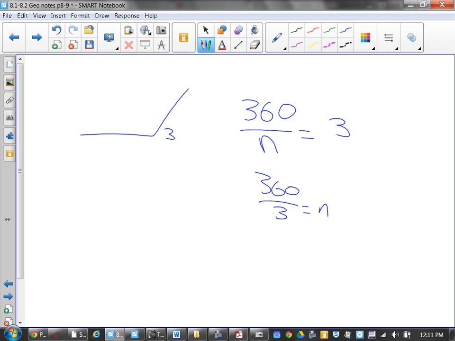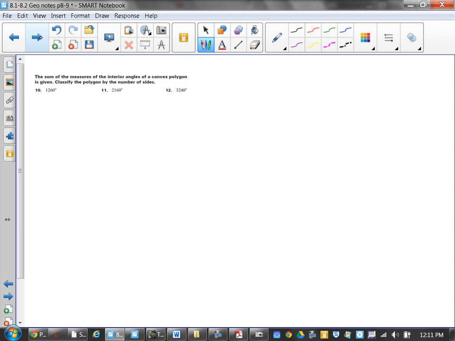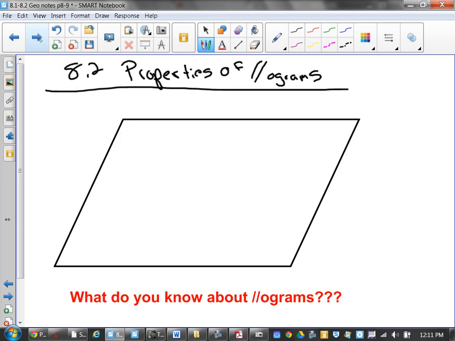So let's finish out into 8.2. Parallelograms. This is stuff you guys have all done. This is not difficult whatsoever. Parallelograms.